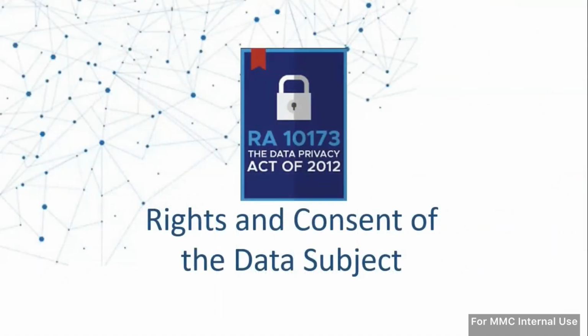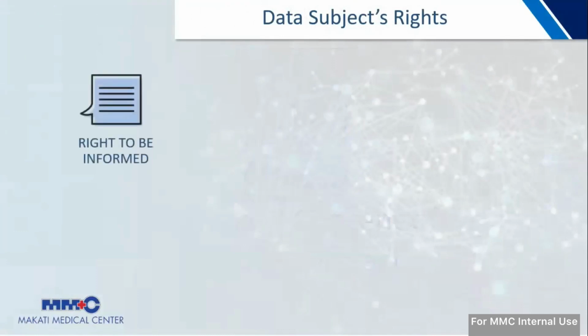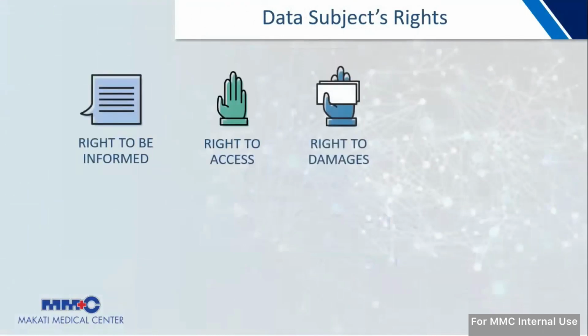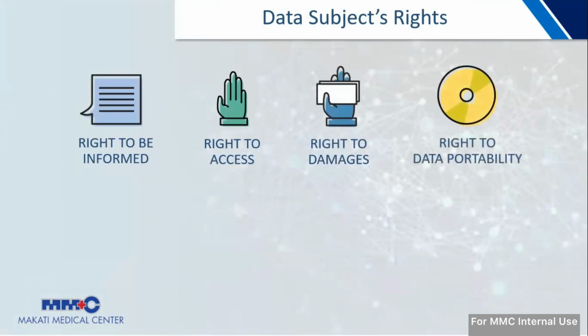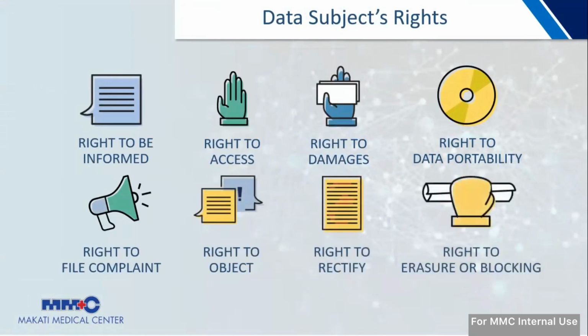Rights and consent of the data subject. Right to be informed. Right to access. Right to damages. Right to data portability. Right to file complaint. Right to object. Right to rectify. Right to erasure or blocking. Examples of how these rights are implemented are as follows.